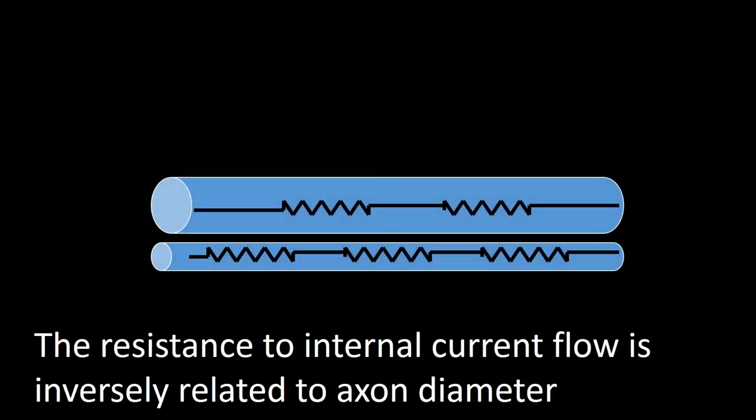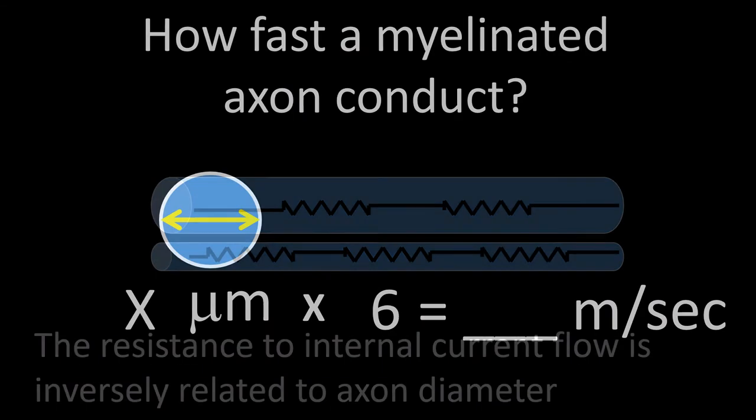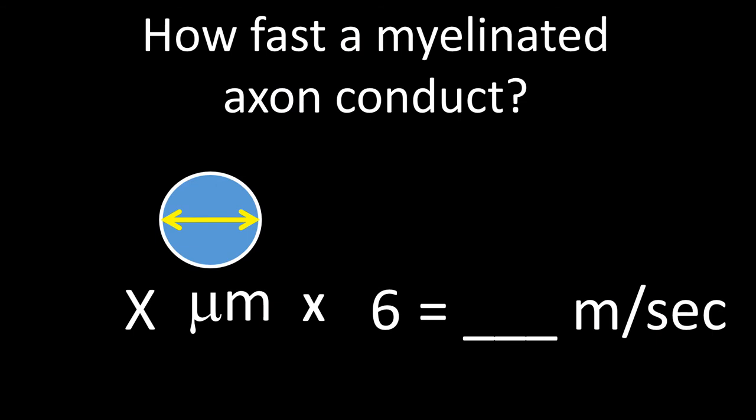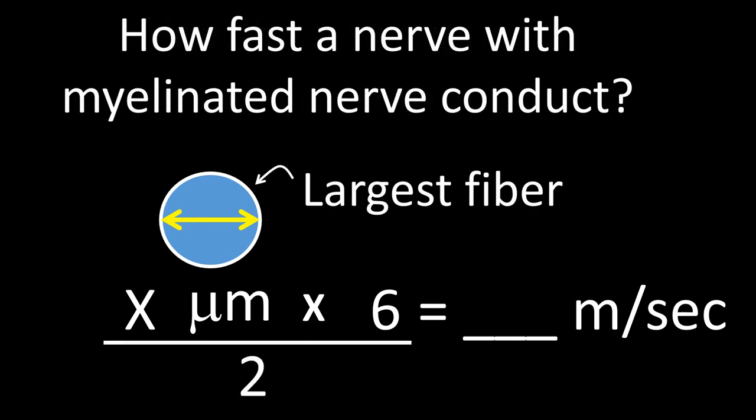The resistance to internal current flow is inversely related to axonal diameter. A way of finding the conduction velocity of a fiber is by multiplying its diameter by 6. This works for myelinated fibers. A way to determine the speed of conduction of a nerve is to take the diameter of its largest axon, multiply it by 6, and then divide it by 2.